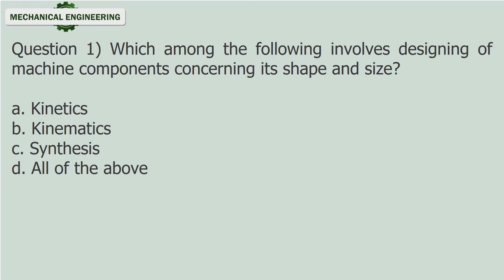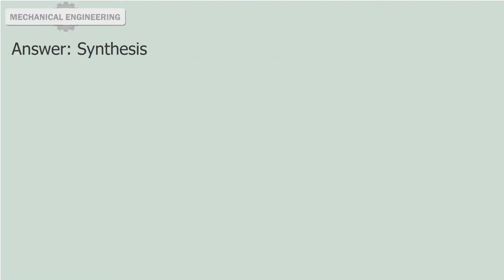Question 1. Which among the following involves designing of machine components concerning its shape and size? A. Kinetics. B. Kinematics. C. Synthesis. D. All of the above. Answer: Synthesis.